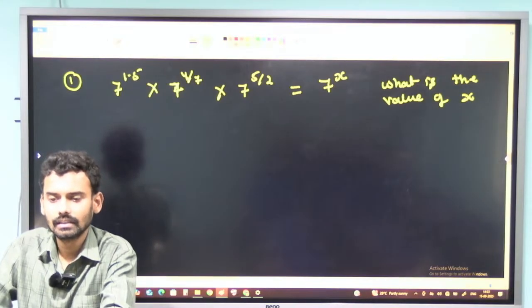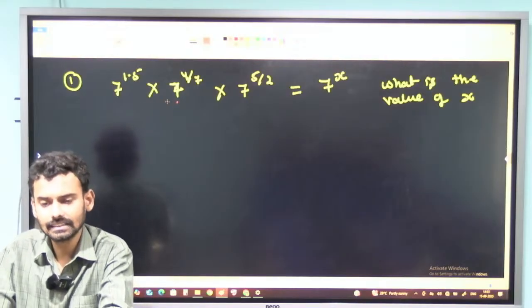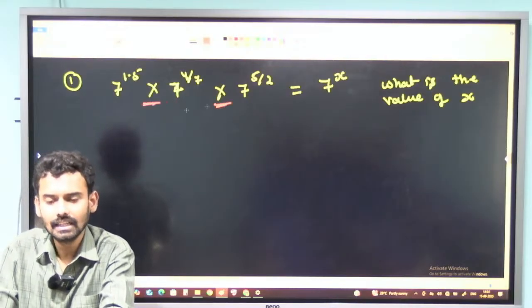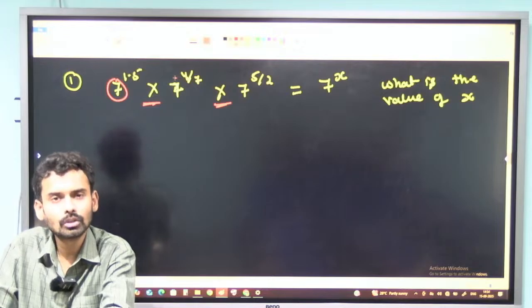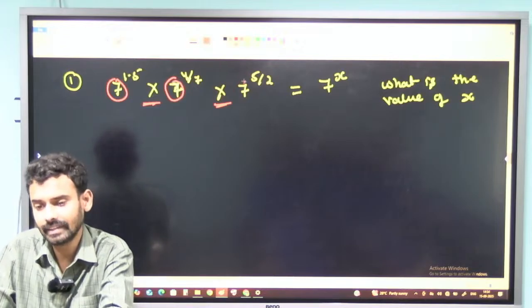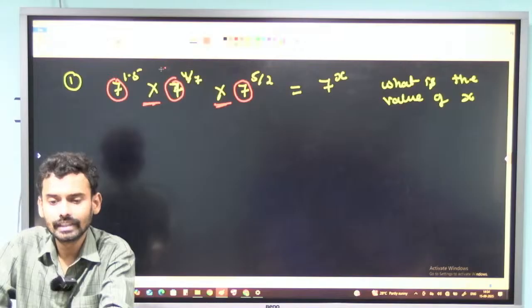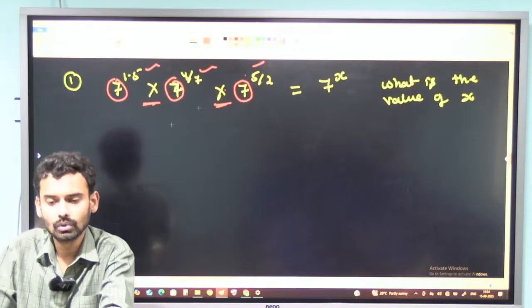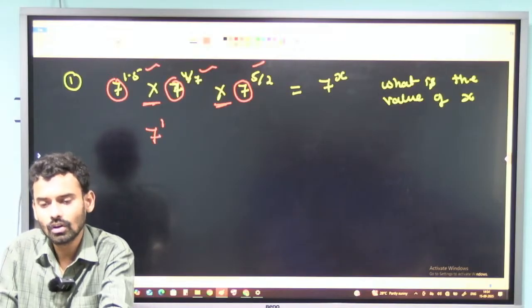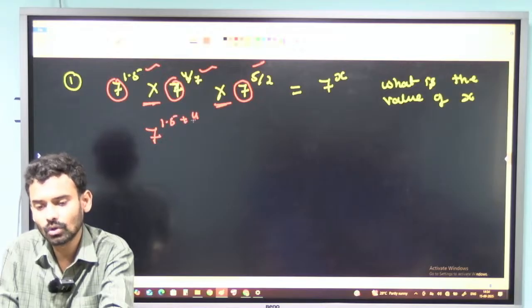x? As we have discussed in the last class, whenever there is multiplication and the bases are the same, here also the base is 7, here also the base is 7, and here also the base is 7. So, we can simply add the powers. So, here it will be 7 to the power of 1.5 plus 4 by 7 plus 5 by 2.